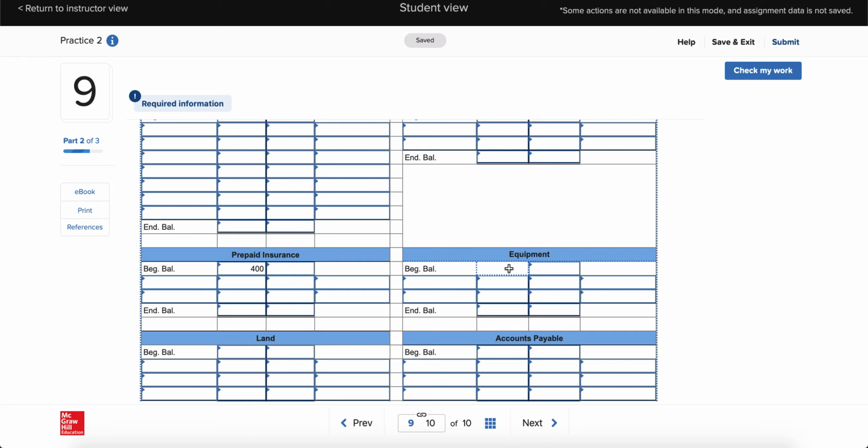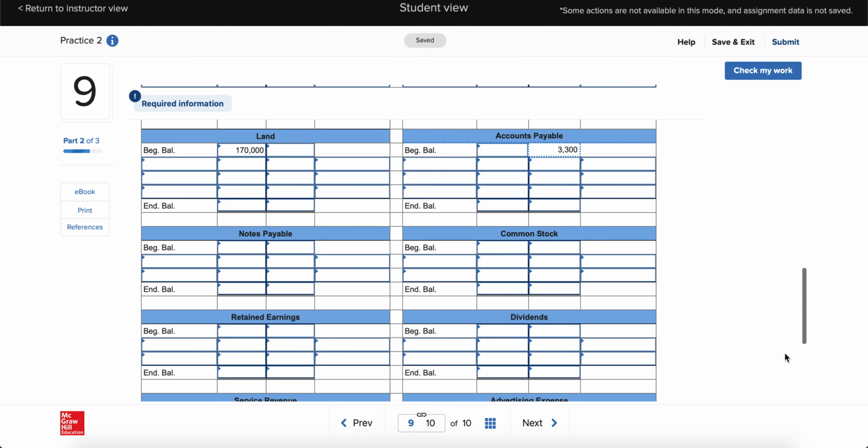The equipment account had a balance of $24,100. The land account had a balance of $170,000. Accounts payable had a balance of $3,300. Be sure that you switch this one now. Accounts payable is a liability. It has a credit balance of $3,300. Notes payable, dealing with the liability again, it has a balance of $50,000 as a credit. Common stock is a part of stockholders' equity, looking at a credit balance of $120,000.